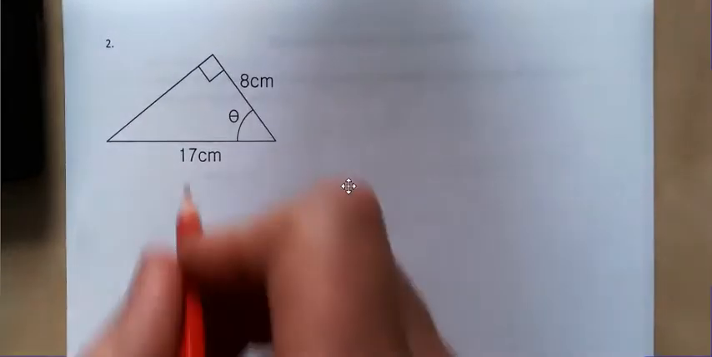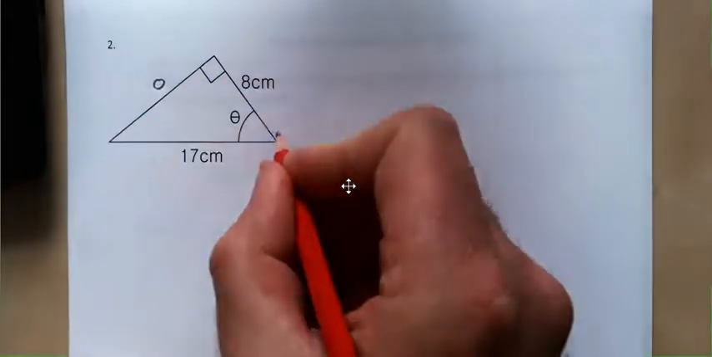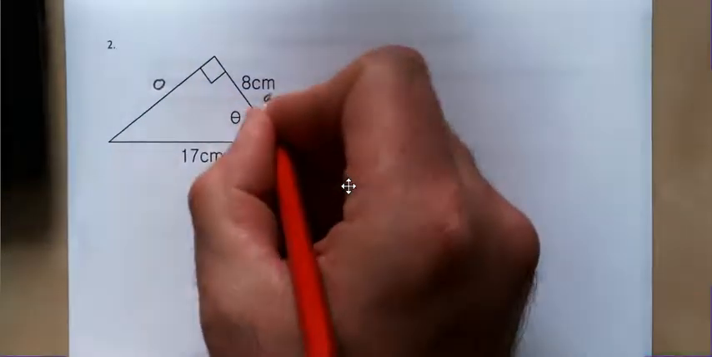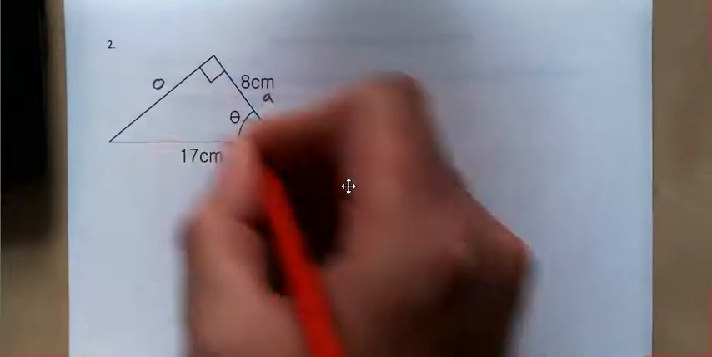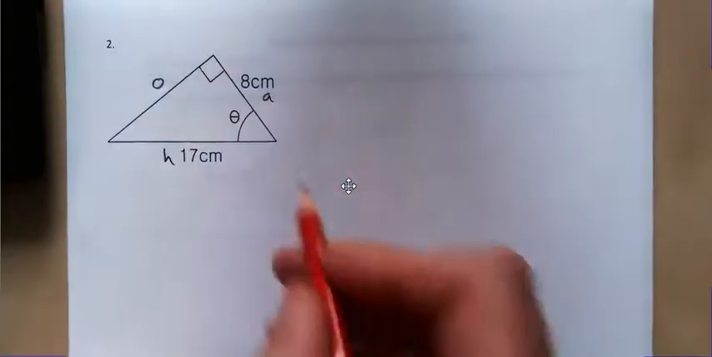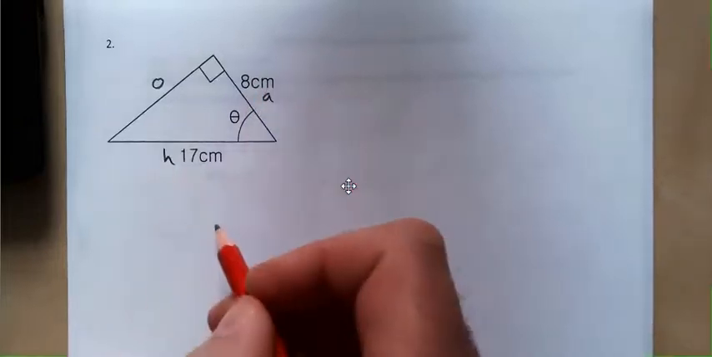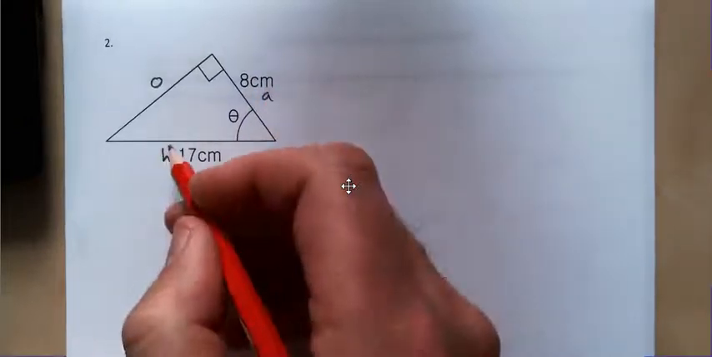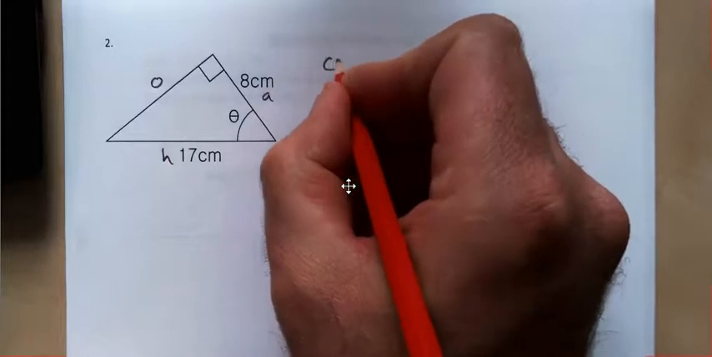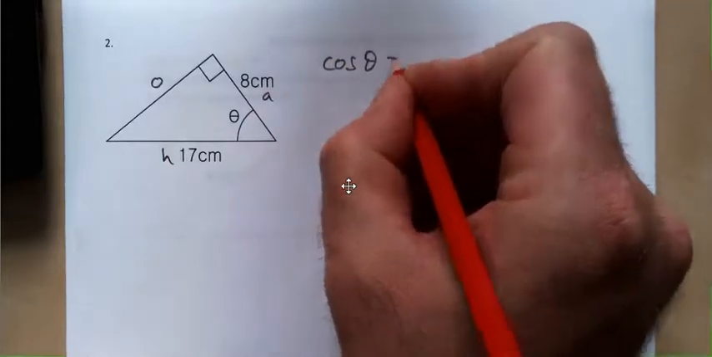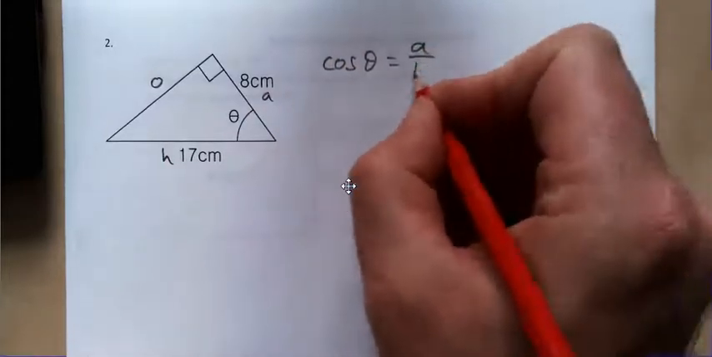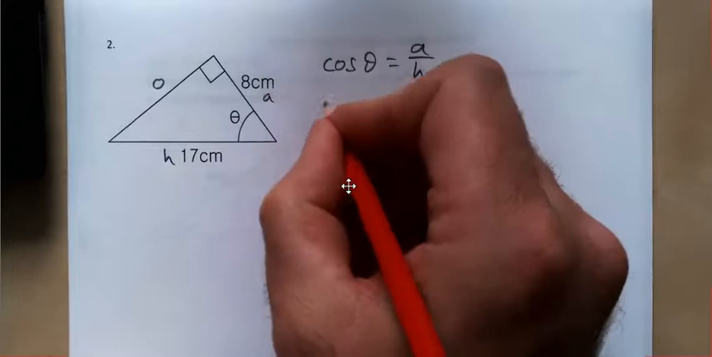The first thing we want to do is label our sides. The one opposite the angle is O. The one beside the angle, that's not the hypotenuse, is A. And then the longest one, or the one opposite the right angle, is H. So which two do we have? We have A, because we know it's 8, and we have H, which we know then is 17. So A and H, if we look and see, will be cos. So we would write cos theta is A over H.